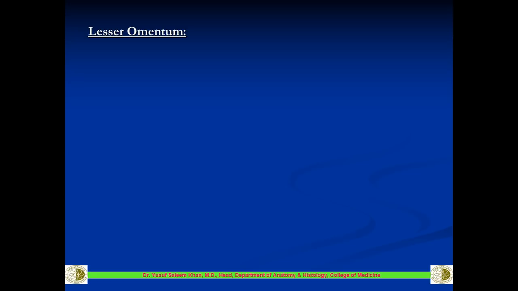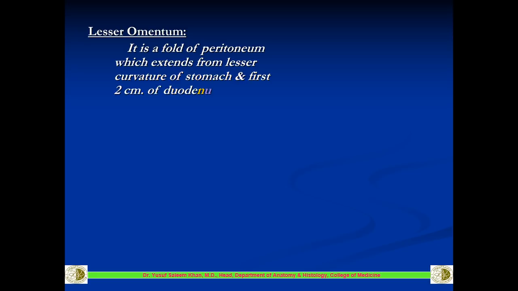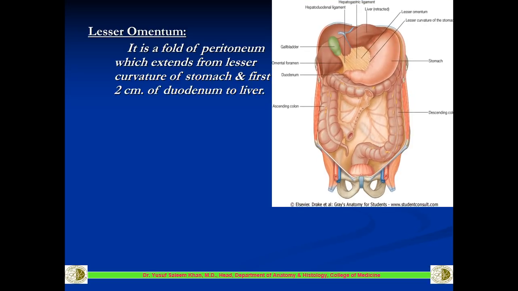Now let's discuss one more very important structure called the lesser omentum. There are two structures called the lesser omentum and the greater omentum. Let's see what the lesser omentum is, then we will go to the greater omentum. This lesser omentum is nothing but a peritoneal fold which extends from the lesser curvature of the stomach, as well as the first part of the duodenum, to the liver. So this whole thing is the lesser omentum.